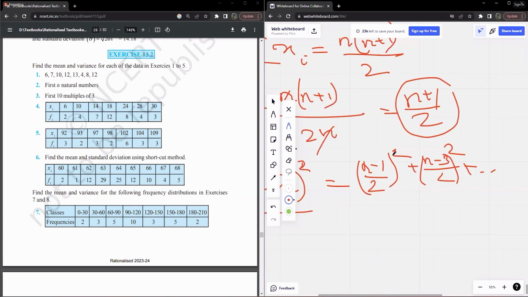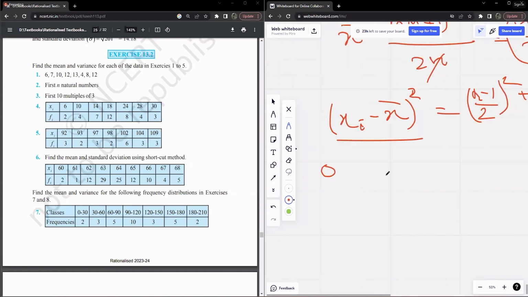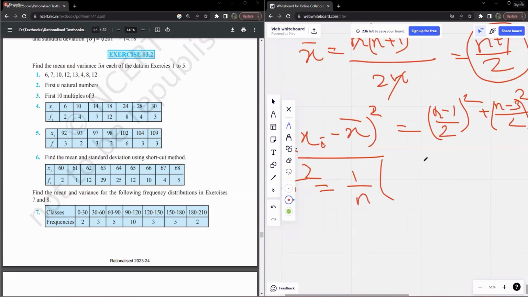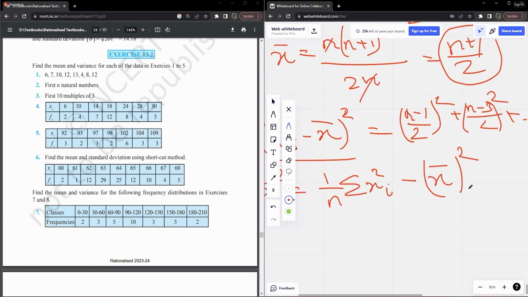Which is sigma squared is equal to 1 by n times sigma of xi square minus the x bar the whole square, right? So since we have this formula, I basically find out what sigma xi squared is, right? Which is n into n plus 1 into 2n plus 1 by 6.